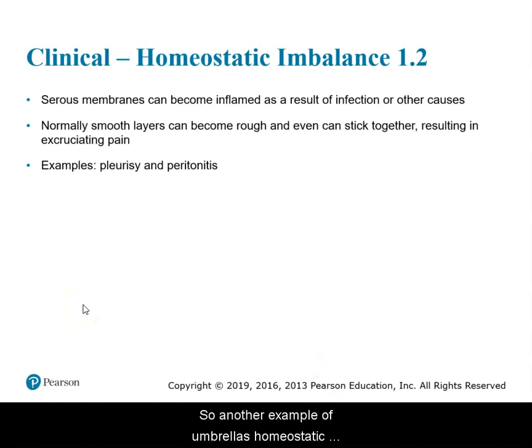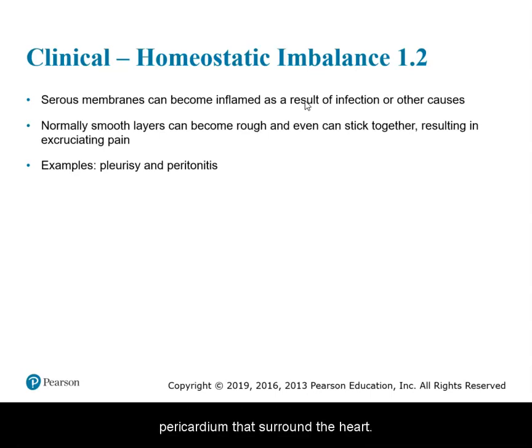So another example of homeostatic imbalance that can occur within serous membranes: we know that inflammation can occur as a result of infection of the serous membrane. Anything that ends in -itis, for example, means inflammation of. An example of this is pericarditis. Pericarditis is inflammation of the serous membranes of the pericardium that surround the heart.